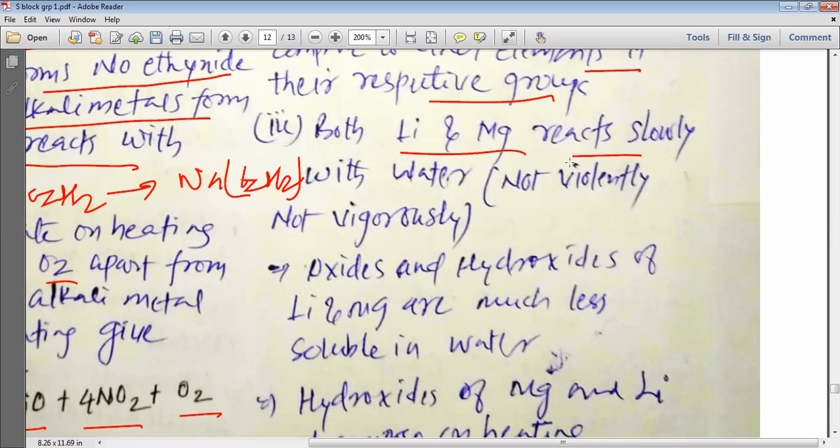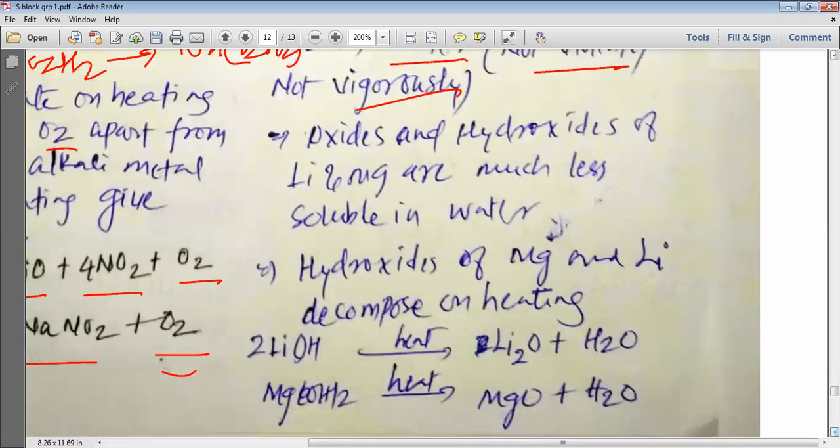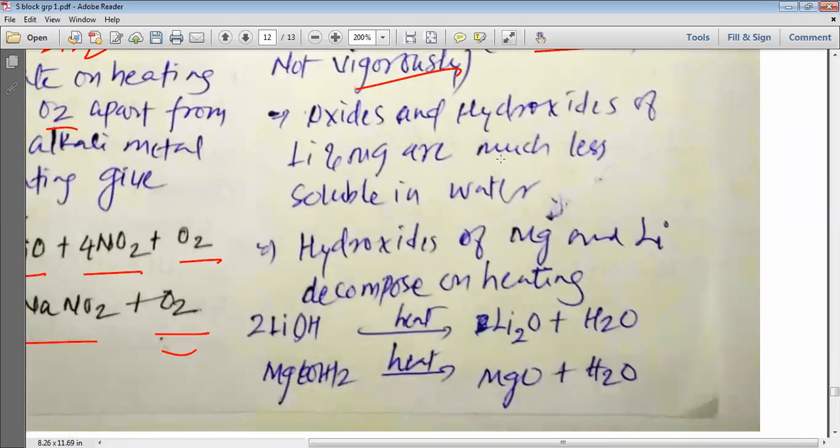Both lithium and magnesium react slowly with water, not violently or vigorously, whereas the other elements react vigorously and violently. You are well aware that sodium reacts violently with water, and calcium, compared to magnesium, reacts violently with water. This calcium can easily react with water.